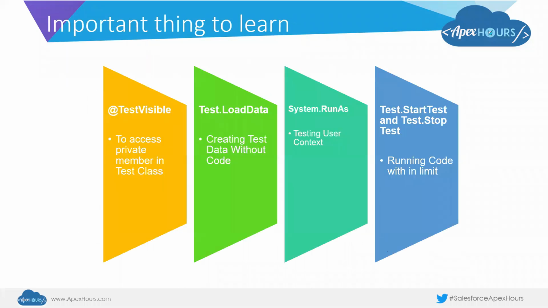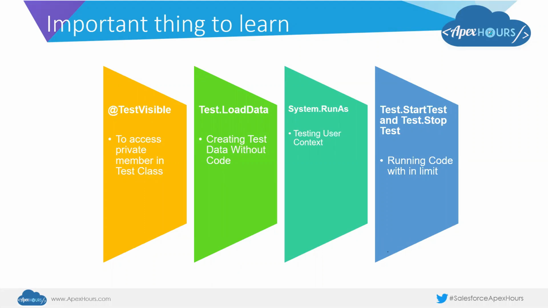Now there are a few important things to learn that we did not talk about: @testVisible. We will see why it is useful and when we need to use @testVisible. TestVisible is basically to access the private members of your class. So if there is any method or variable that you have declared as private and you want to access it inside the test class, you need to mark those variables or methods as testVisible.